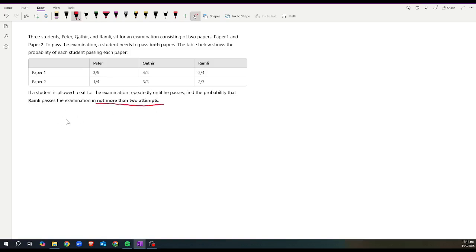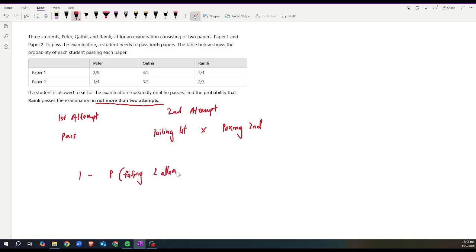So this includes two scenarios, right? The first scenario will be passing on the first attempt, and then passing on the second attempt. So passing on the second attempt would entail failing the first attempt, and then passing the second. Alternatively, you can do the complement way, which is 1 minus the probability of failing both attempts. Because any other scenario would involve passing at least in the first attempt or the second attempt, right? So this would be easier to do.